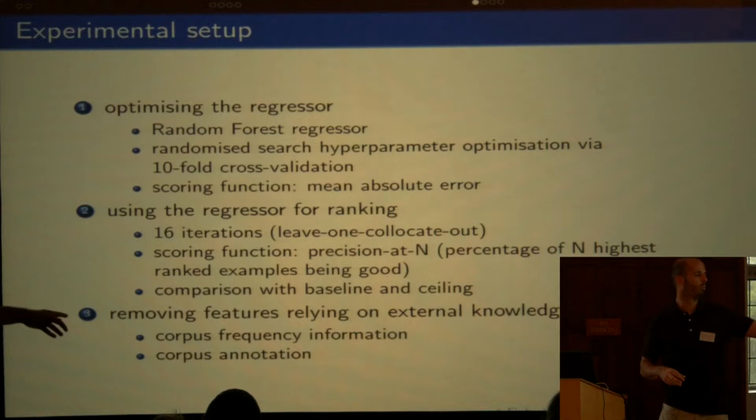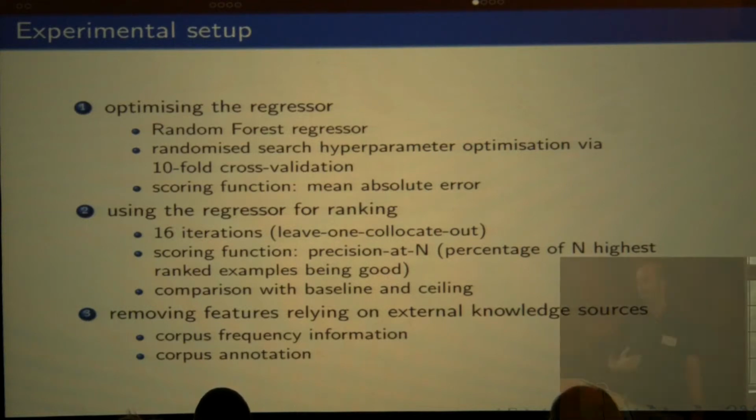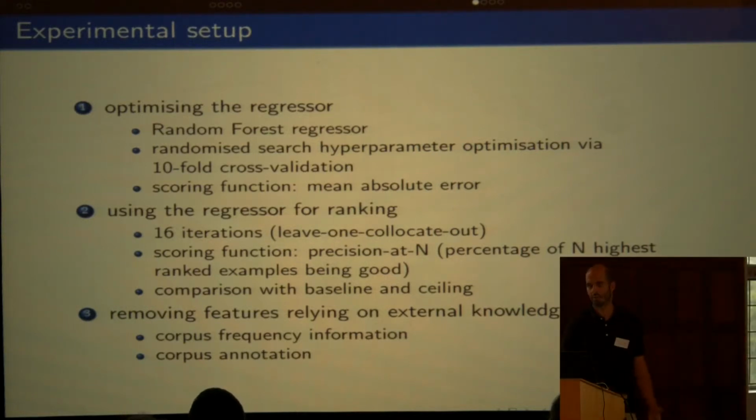And in the third experiment, we remove features relying on external knowledge sources. So this was the corpus frequency information and the corpus annotation. These are not so expensive, but still they aren't given automatically, so one has to compute them.